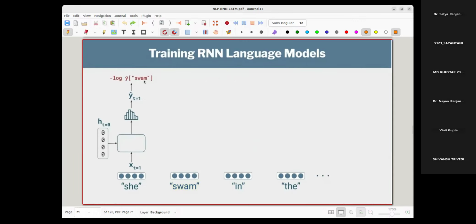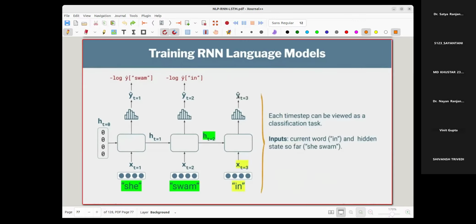So your input is in, the hidden state is C swam, the words so far. The output is the probability of each word in the vocabulary being the next, as we have discussed. And this kind of training is called teacher forcing. Remember, what is teacher forcing? Very simple. Instead of giving the predicted output at the current time step as input to the next time step, we are providing the actual output of the current time step as the input to the next time step. That is called teacher forcing. Okay.